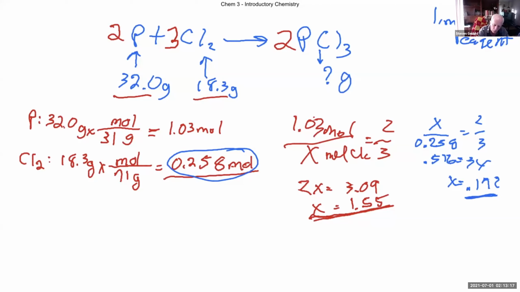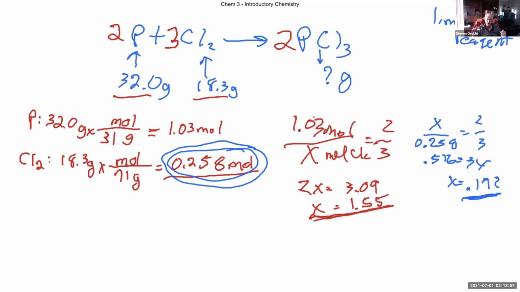Okay, so I need 0.172 moles of, and this one's phosphorus. Do I have 0.172 moles of phosphorus? Yeah, I got extra. I got 1.03. So this tells me that I have extra phosphorus. So that tells me chlorine is my limiting reagent. So either one you pick, just do a simple ratio, cross multiply it, and it'll tell you which one's your limiting reagent. Now we got to eliminate the extra reagent and we go back to the original problem. That's the only extra step. You have to determine which one's going to run out first because now you have two numbers.